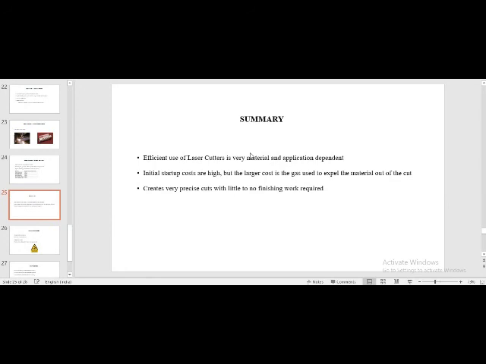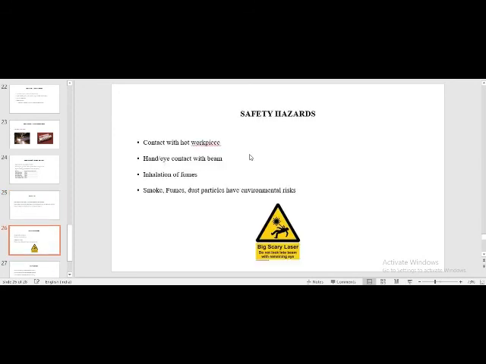Efficient use of laser cutting is very material and application dependent. The laser cutting system can be used on most materials, and it depends on how the user uses it or which metal is going to be used. Initial startup cost is high, but the larger cost is the gas used to expel the material out of the cut, creating very precise cuts with little or no pressing required.